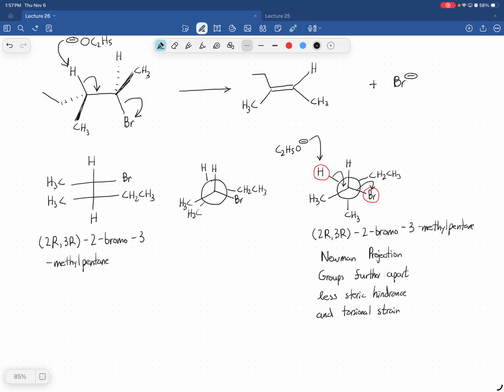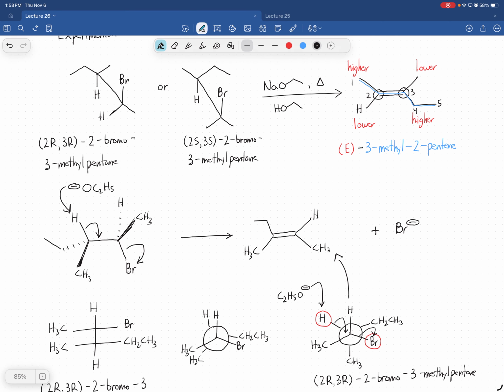So that's why it's stereospecific, because the base and the leaving group are approaching and leaving together. The anti conformation is the most stable. And then what this gives us is the product. So that's how the mechanism goes. There's some conformational analysis we have to consider in chemistry.